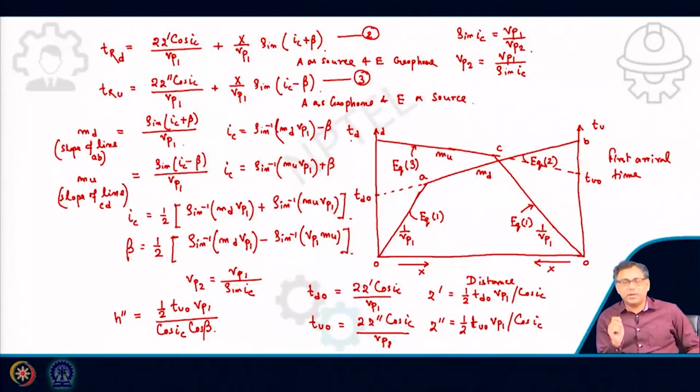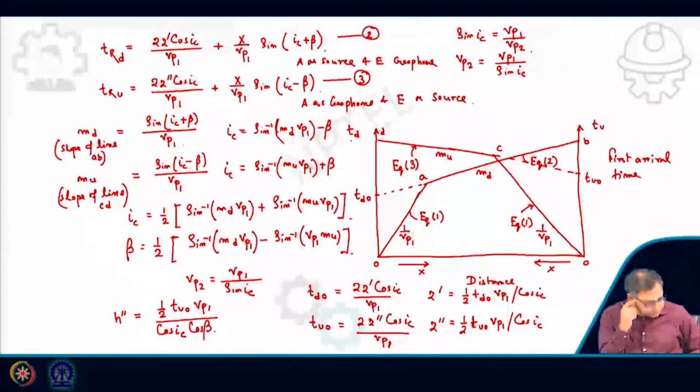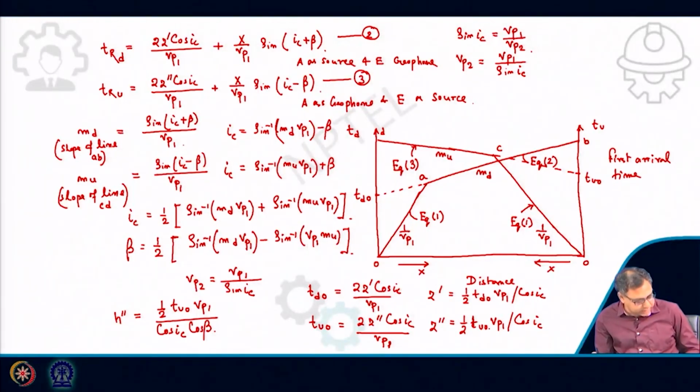Now, the next one that I will discuss. So, let me just verify that. That is half Vp1, T0, and this is U0.